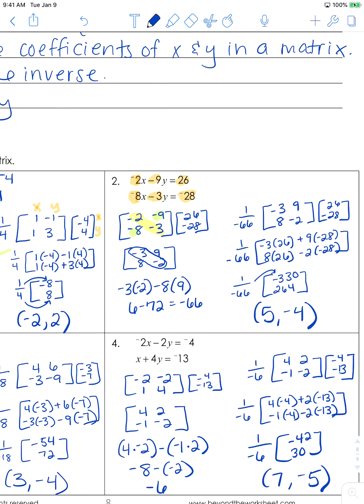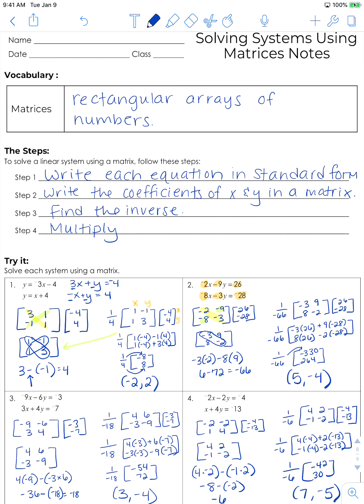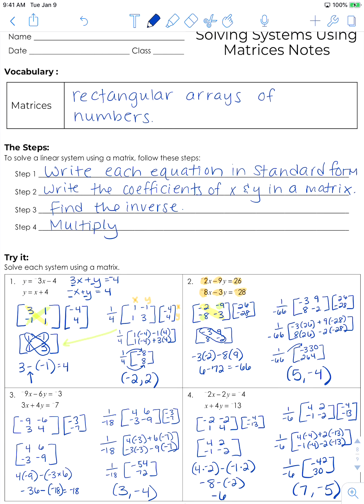So there you go. They're solving systems with matrices. And hopefully this was easy for you to understand.